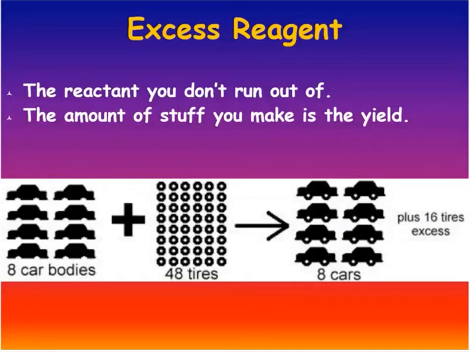All right, now the excess reagent or reactant is the one that you don't run out of. It's the one you have extra of in the end. So like down here, you see we have car bodies and cars. We made 8 cars, and we have 16 excess tires. The total amount that you end up making is what we call yield.